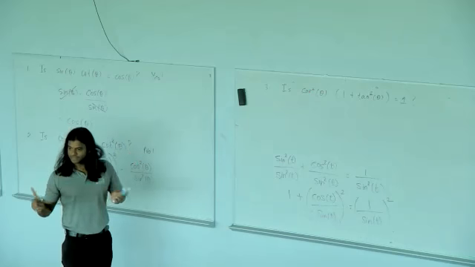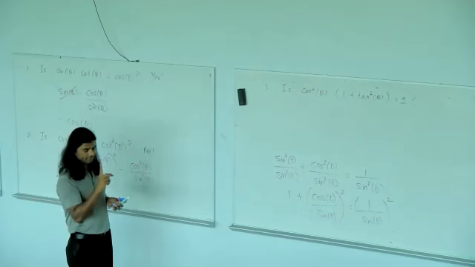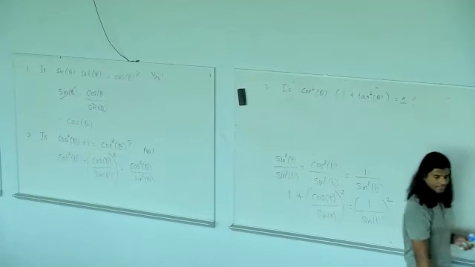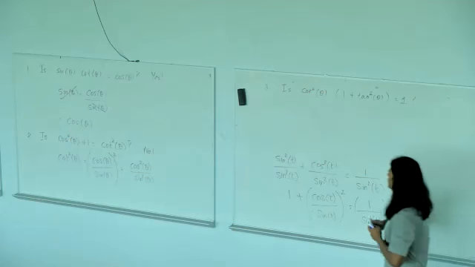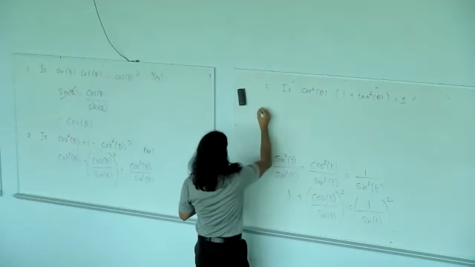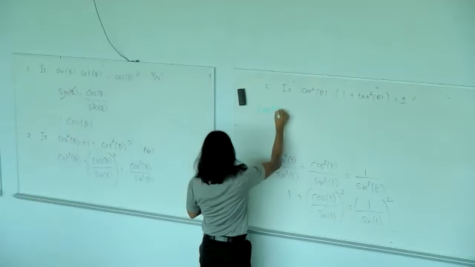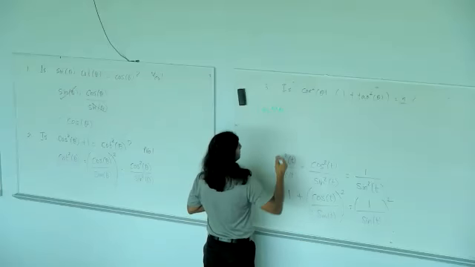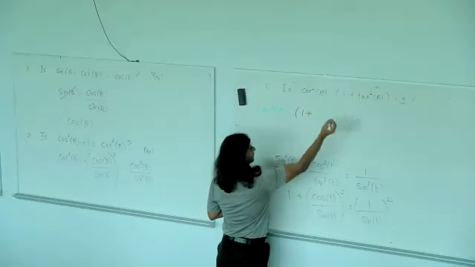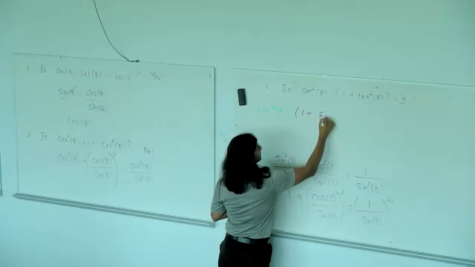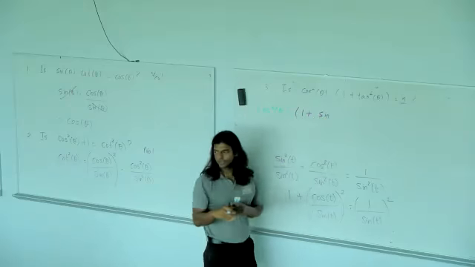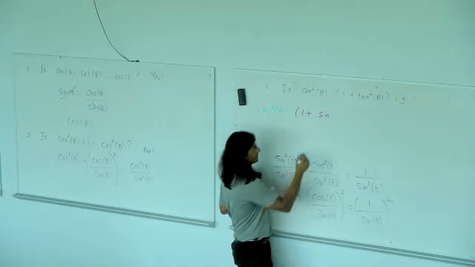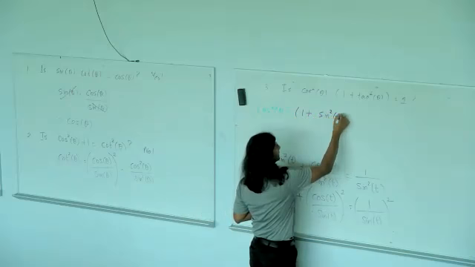There are two ways to do this. One, distribute cosine squared. You would write it as cosine squared theta times 1 plus tangent, which is simply sine over cosine. You could write it as sine squared theta divided by cosine squared theta.